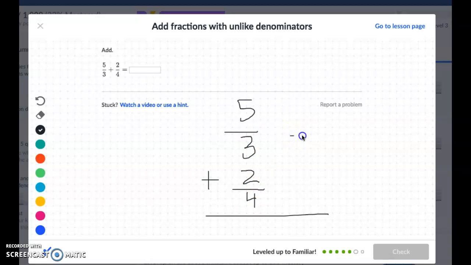So 3 times 4 is 12. And since I did 3 times 4 on the bottom, I'm going to do 5 times 4 on my numerator. So that's going to be a 20. And then 4 times 3 is 12, and 2 times 3 is 6. So 26/12.